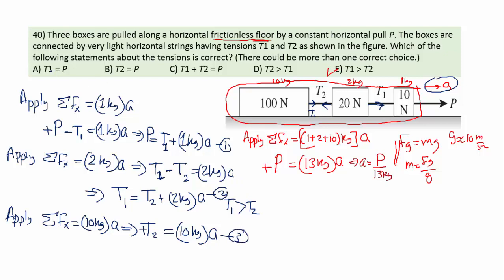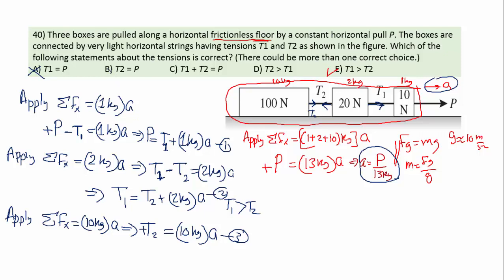Now let's look at all the choices here. Choice A tells you that T1 is equal to P. Now we can see here clearly that P is bigger than T1, because P is equal to T1 plus 1 kilogram times A, and A of course is positive and it has a value. We can tell that A has a value from this formula. A is not 0, it has a value which is the force P divided by 13 kilogram. So this choice is wrong. It's clear that P is bigger than T1.